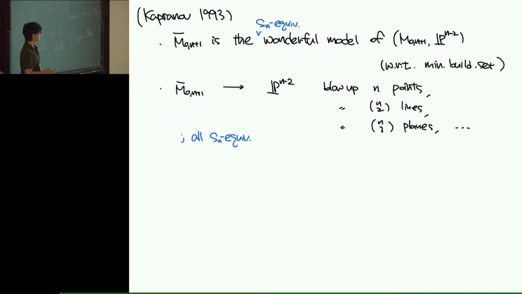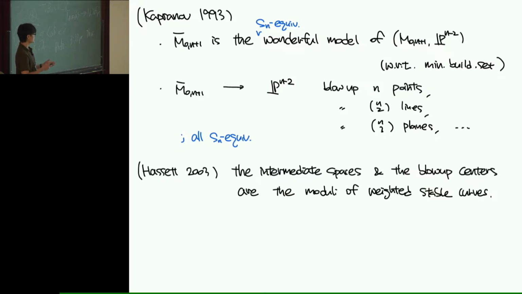And this compactification is an Sn equivariant model, and these blowups are also Sn equivariant. And there's one more fact we used in our paper. There's a more useful description of all the intermediate spaces appearing in this factorization, and also the centers of the blowups. So there's a nice interpretation, and we can use that.